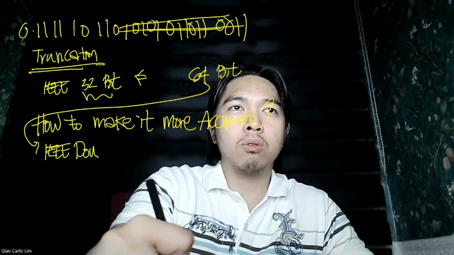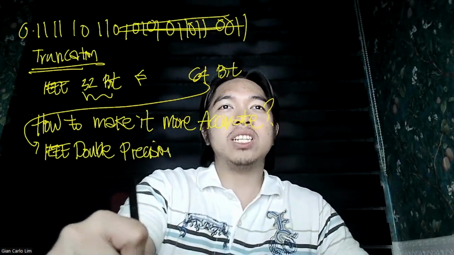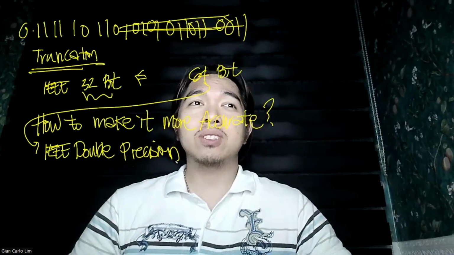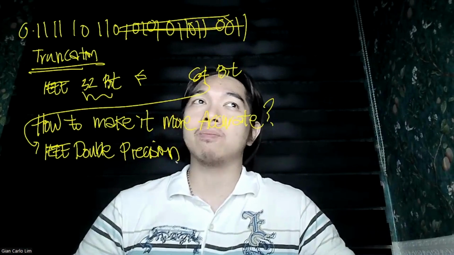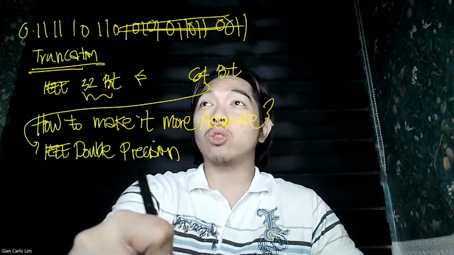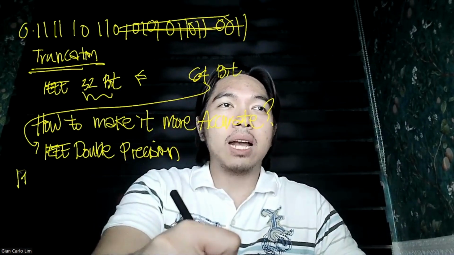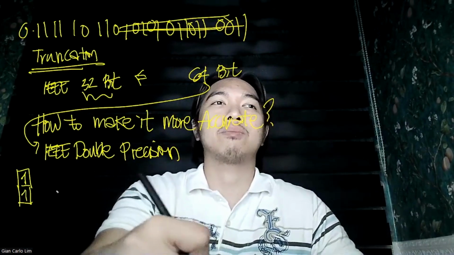Kaya na-invento, nabuhay yung konsepto ni IEEE double precision, which is eto ngayon yung i-discuss natin sa part na to ng ating lecture. So, si IEEE double precision is parang si IEEE single precision. Kung si IEEE single precision or 32-bit, meron siyang sign bit sa pinakauna, ganun din si IEEE double precision.